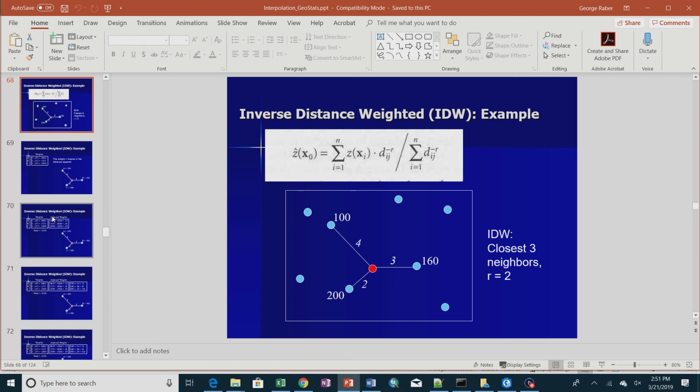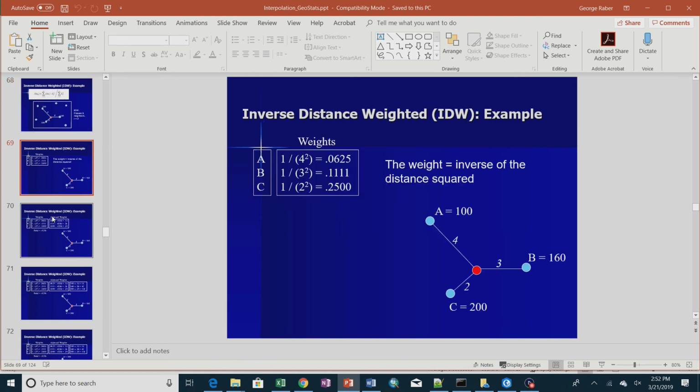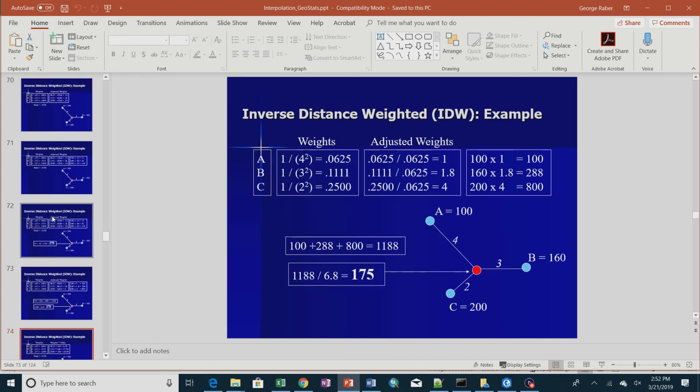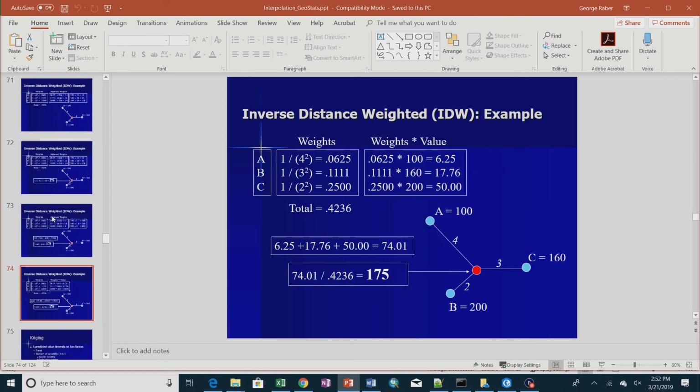So this is 100 times the raw weight. And then 200 times the raw weight. And then 160 times its raw weight. You add all those values up, you divide them by the sum of each of the weights. That's the same as this slide. It's slide 74.